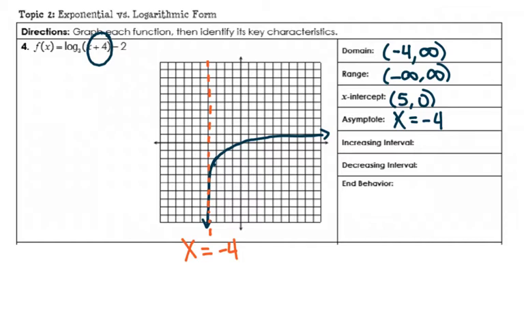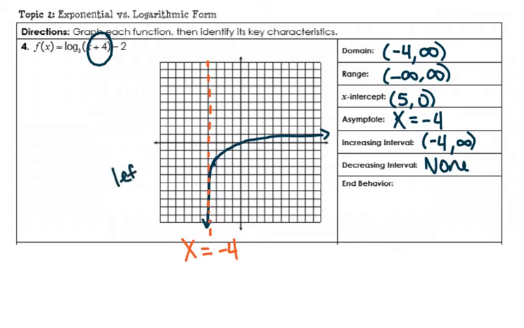Alright, it is increasing from, I'm going to say it starts at negative 4 and goes to infinity. I can't say it's increasing the entire time. I mean, if you said it wasn't from negative infinity to infinity, I would probably count that on a test. So decreasing in none, and then we tell the end behavior.